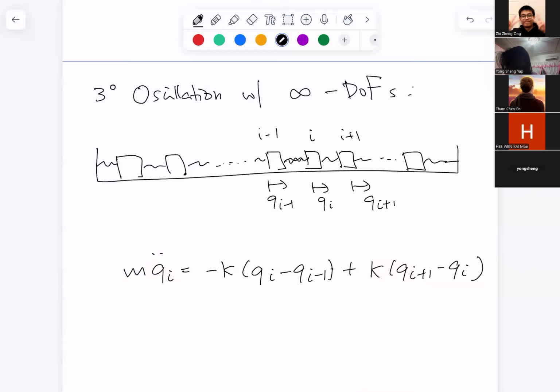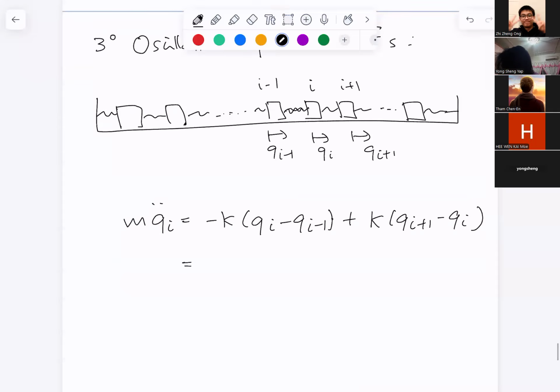In other words, M over K times the second derivative of Qi is equal to Qi plus one minus two Qi plus Qi minus one. This is what a many, many degree of freedom oscillator can look like. And we can make these blocks infinitely dense, so we can have a lot of blocks and fill this entire line.